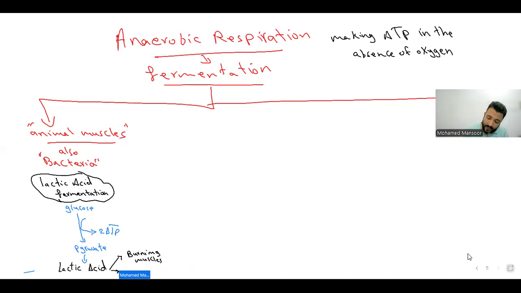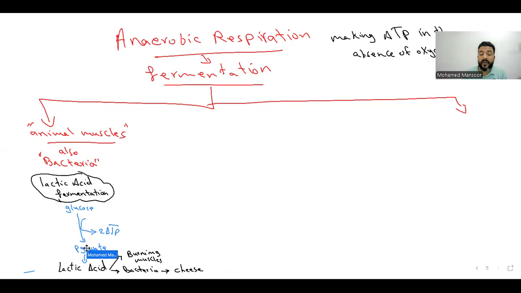Okay. In bacteria, you know how we make yogurt and cheese? We put bacteria in the milk and the milk starts turning into yogurt. Why? Because bacteria is now using lactic acid fermentation. The acid in the milk turns it into cheese and yogurt. Clear? Okay. So what happens to the pyruvate in absence of oxygen? It is turned into lactic acid.